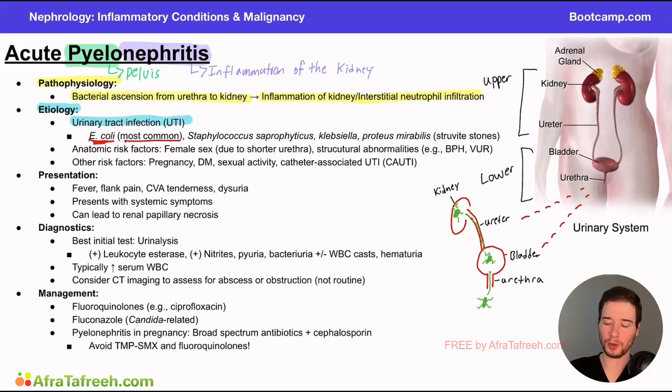Other things can also result in acute pyelonephritis as well, such as Staph saprophyticus and Klebsiella. This is not an exclusive list, right? There are other things that can lead to this, but these are some of the most commonly tested ones that I want you to know.